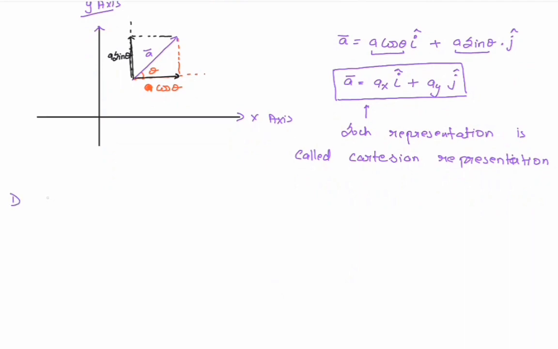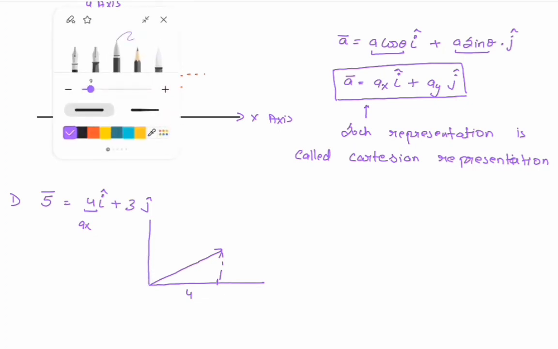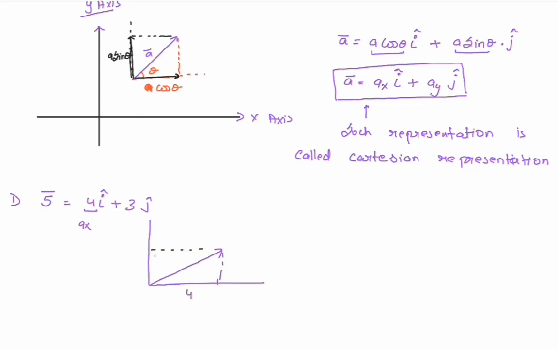Suppose a given vector A is given as 4i cap plus 3j cap. What does it mean? There is a vector whose magnitude is 5 units and its x-axis component is 4. This is ax. The x-axis component is 4. And what is its component in the y-axis? Its y-axis component is 3. This is ay. This is 3. This is going to be 4.